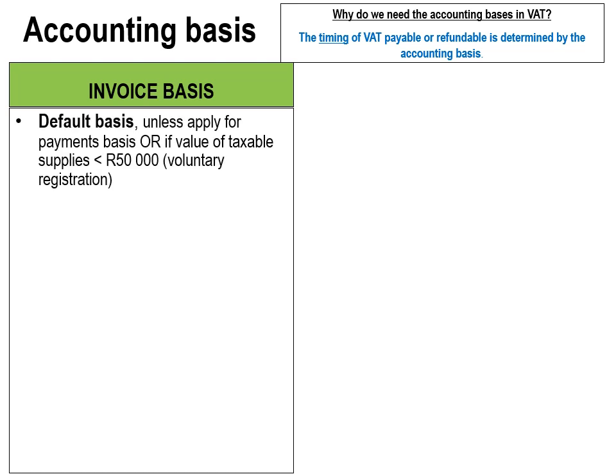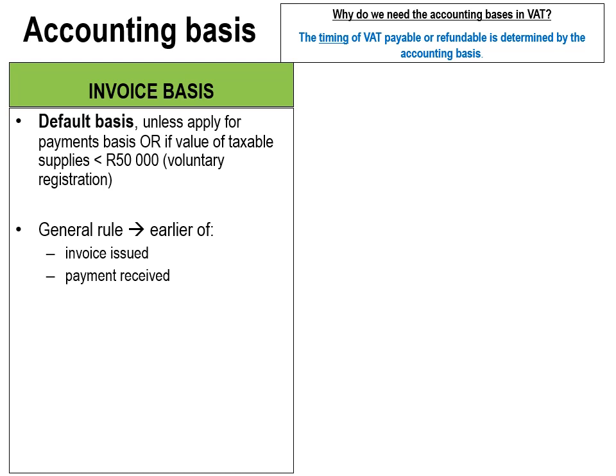In other words, all persons who register for VAT are going to be automatically registered on the invoice basis unless they apply for the payments basis, or if the value of their taxable supplies when they do voluntary registration is less than 50,000 Rand. So in all other cases, except for applying to be on the payments basis, or you register voluntarily but the value of your taxable supplies hasn't yet exceeded 50,000, all other VAT registrations are going to take place on the invoice basis.